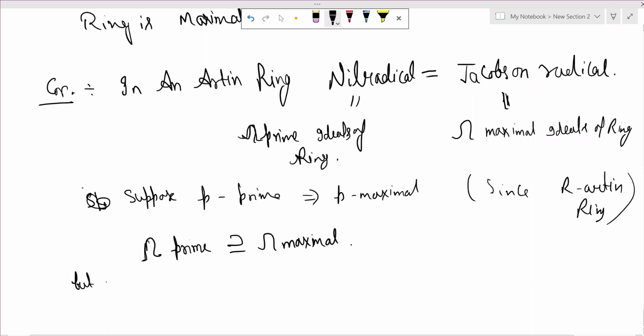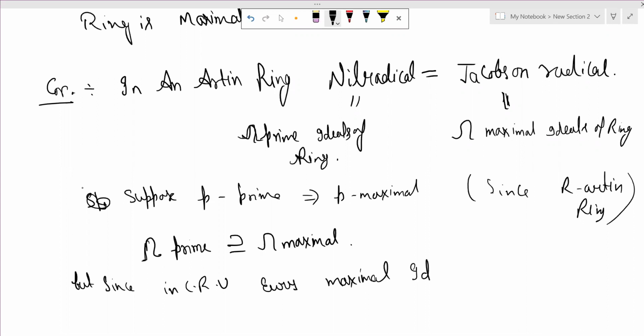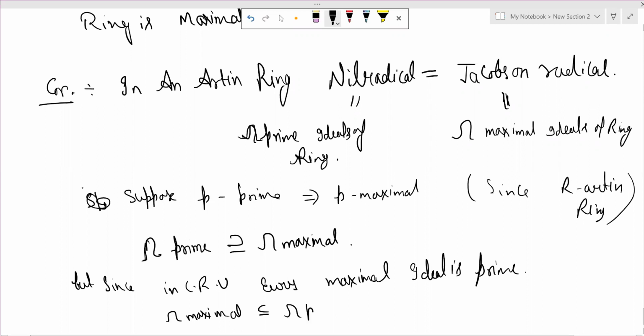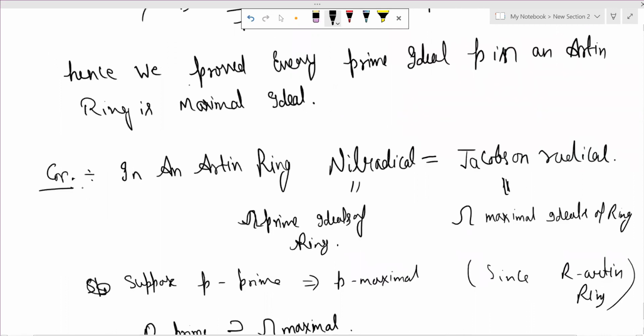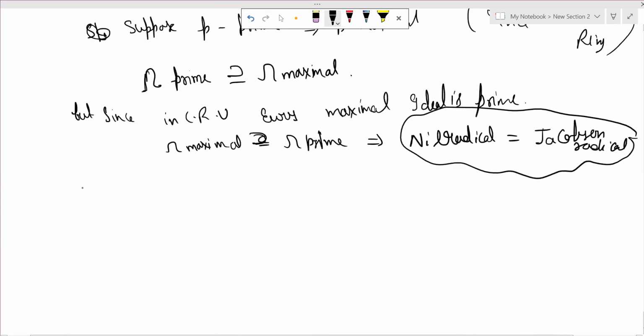But since in a commutative ring with unity every maximal ideal is prime, this implies the intersection of maximal ideals contains the intersection of prime ideals. This implies nil radical equals Jacobson radical. Sir, is an Artin ring always a commutative ring? Yes, for this course, always a commutative ring.